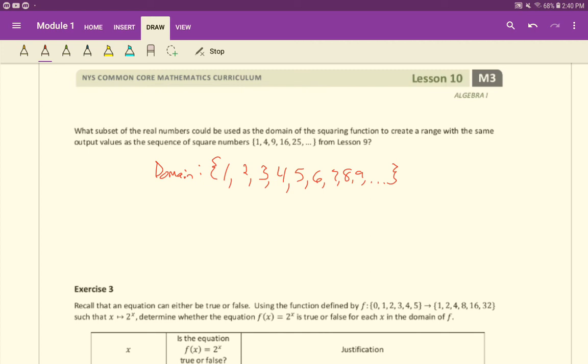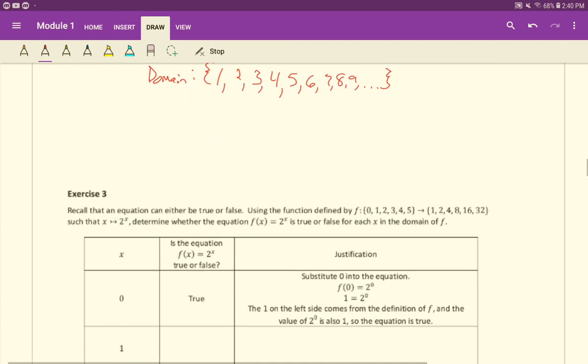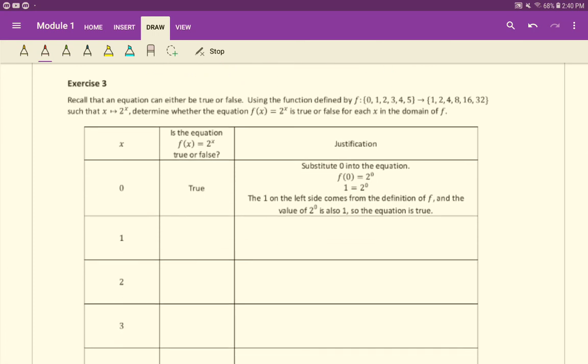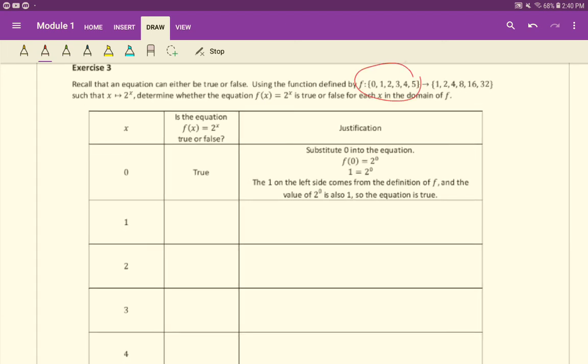Okay? All right, let's take a look at exercise 3 here. Recall that an equation can be either true or false. Using the function defined by this right here, such that x takes 2 to the x, determine whether the equation f of x equals 2 to the x is true or false for each x in the domain of f. So we're basically going to plug all these x values into our function right here and see if they result in these y values for the range. Okay, so again, try this on your own, pause the video, do it on your own first, and then come back and you see the answers here.